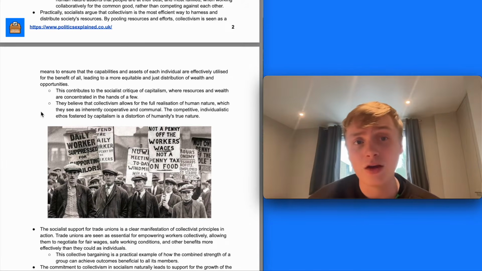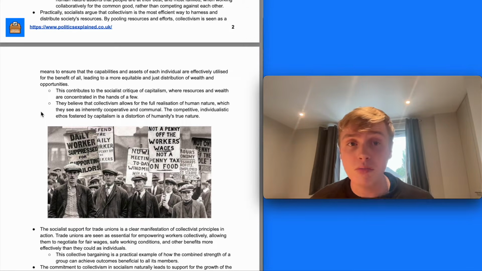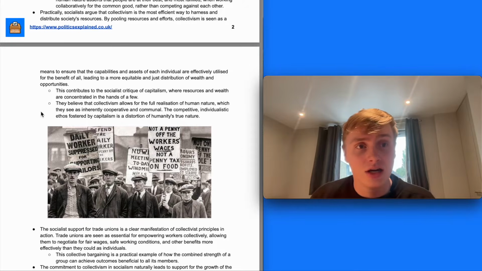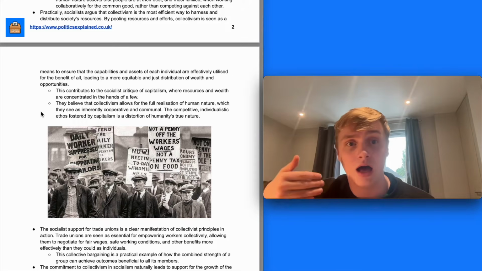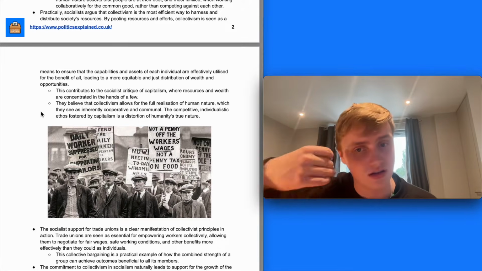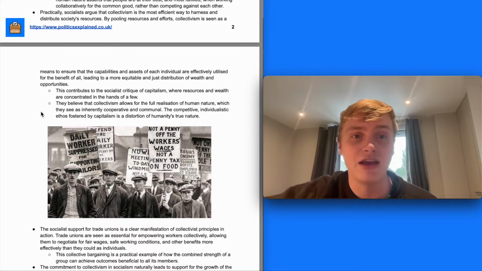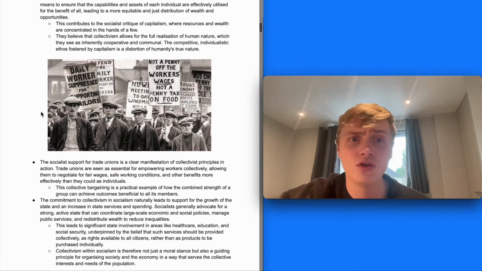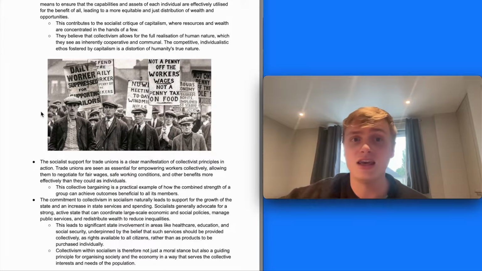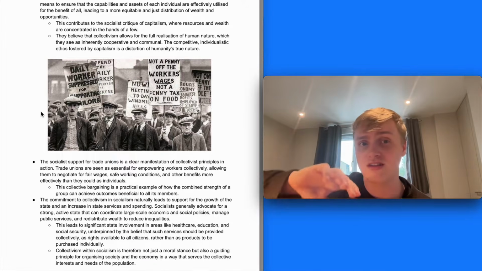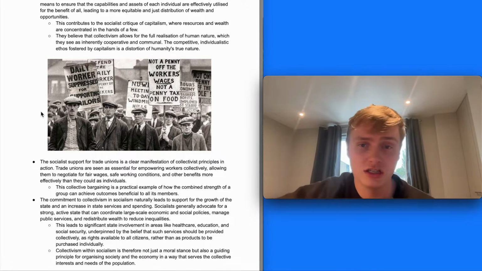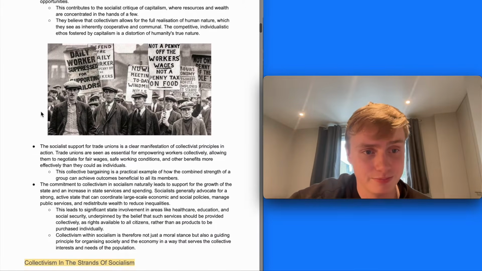So practically, they also argue that it's the most efficient way to harness and distribute society's resources. If you pool everyone's resources and efforts together, it's seen as the means to ensure that the capabilities and assets of each individual are effectively utilised, and then distributed effectively to everyone based on need. And this contributes to the critique of capitalism, where they see resources and wealth as concentrated in the hands of a few rather than spread across the whole of society.